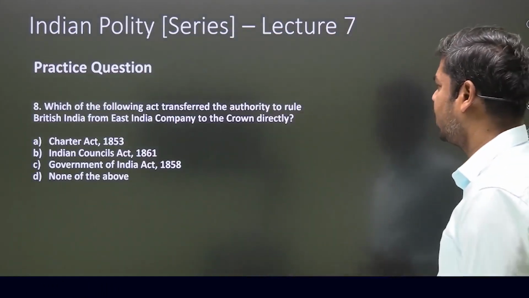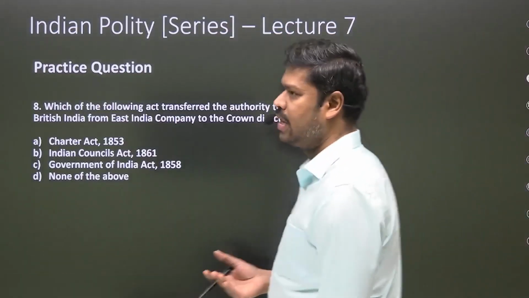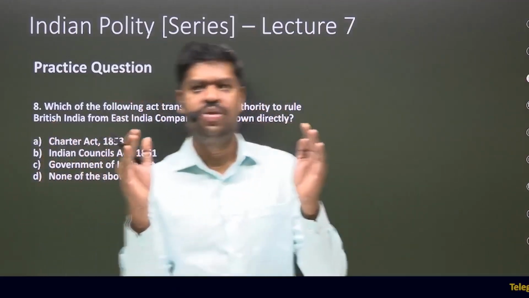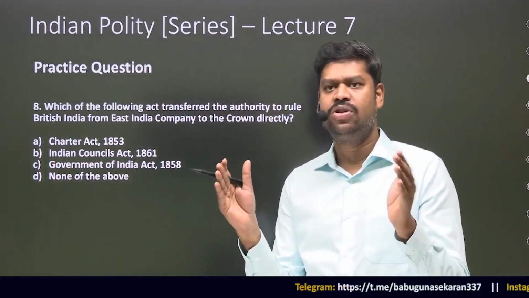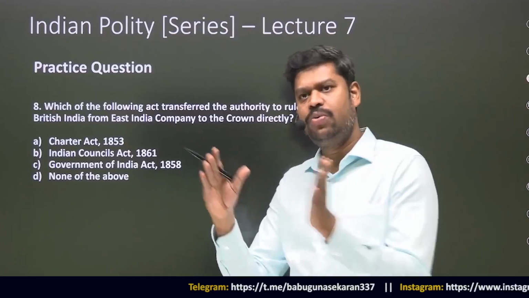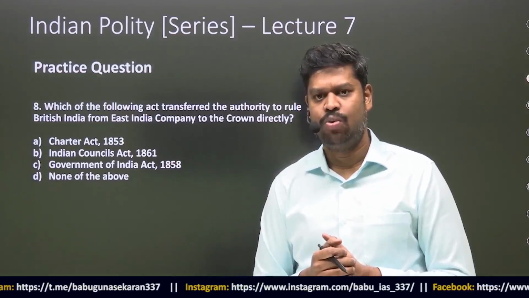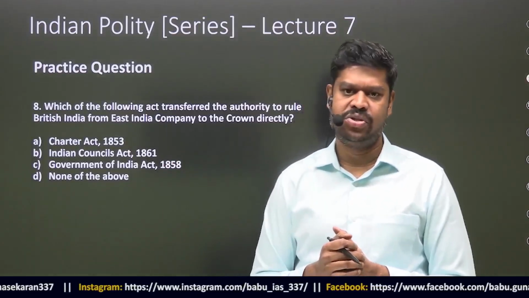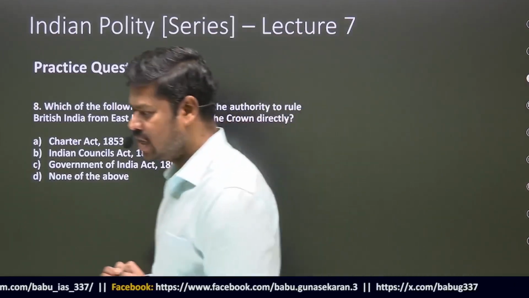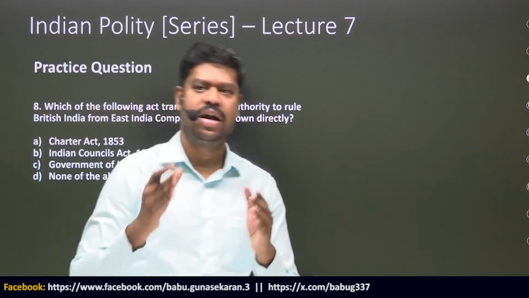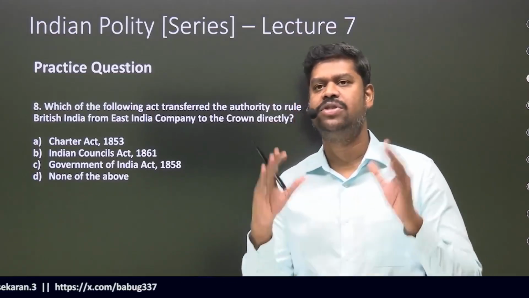Which of the following acts transferred the authority to rule British India from the East India Company to the British Crown directly? The entire period of the company rule, from 1773 to 1857, was an era of what is called company rule. But subsequently, after the company rule was over, the British Crown directly took up the administration. The law they passed to do this is the Government of India Act 1858, by which they directly took up the administration, and for which they established certain authorities.